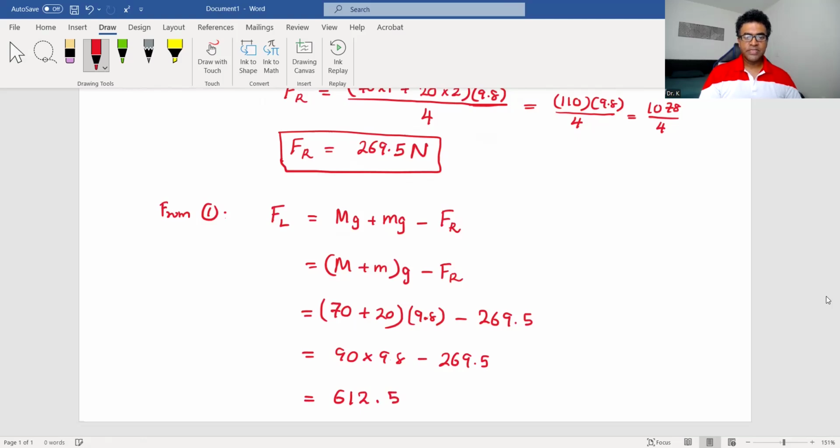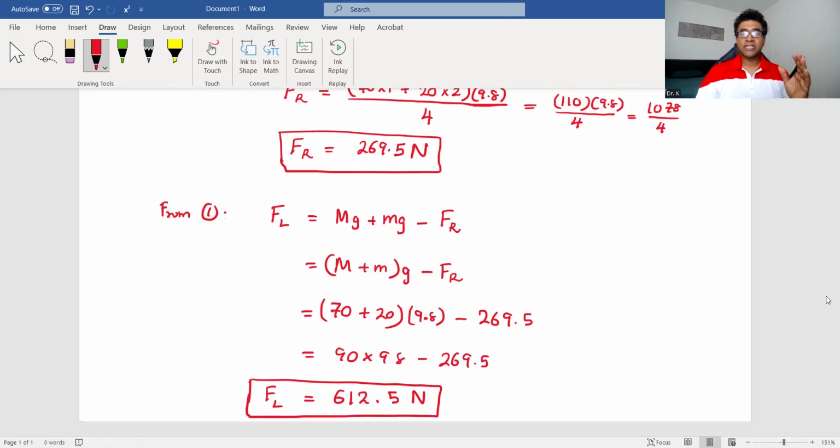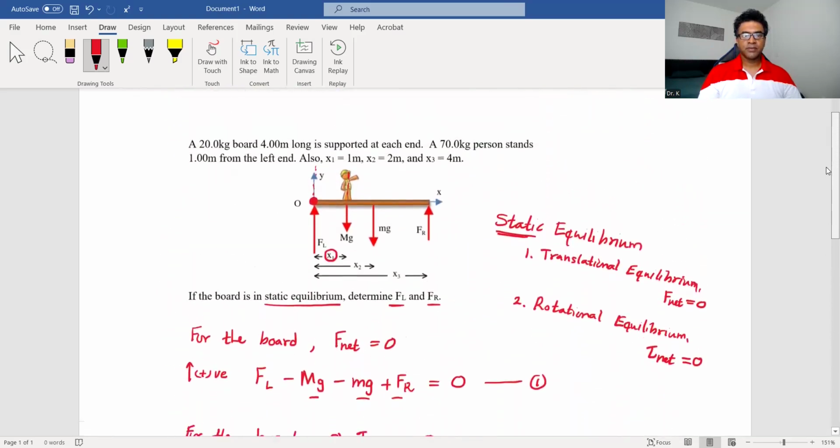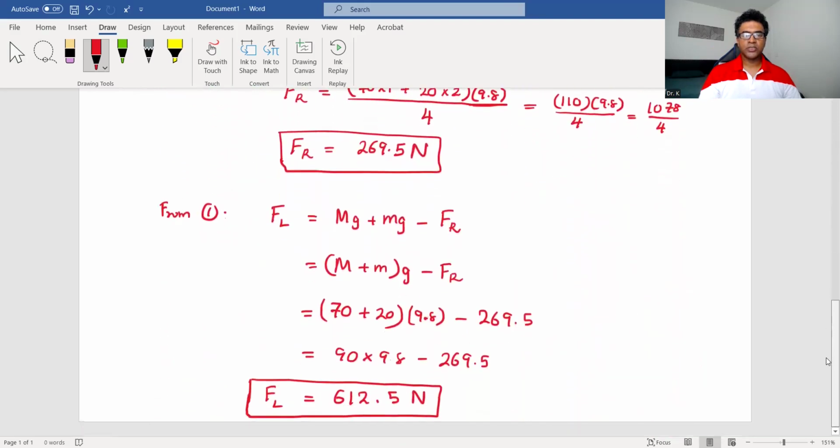And then your answer is going to be 612.5 newtons. Again, that's a positive value, which makes sense because both forces at the ends of the beam are pointing upward, and we considered up as the positive direction. So that's how you do this problem. The unknown forces acting on the beam are 612.5 newtons on the left-hand end, and 269.5 newtons on the right-hand end. This is the way you do this problem.